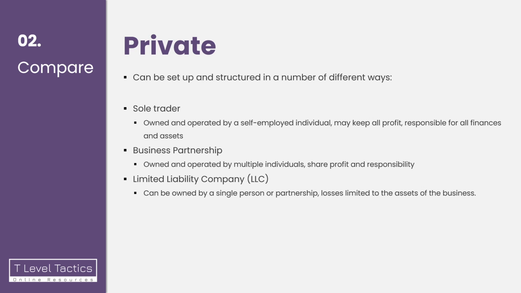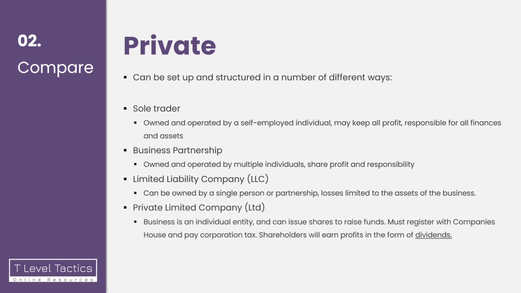If you want to, you could set up as a private limited company instead. Similar to a limited liability company, this means the business is an individual entity, but private limited companies can issue shares to raise additional funds. Private limited companies must also register with something called Companies House in the UK, and they must pay corporation tax. People who own shares in a private limited company will earn profits in the form of dividends.